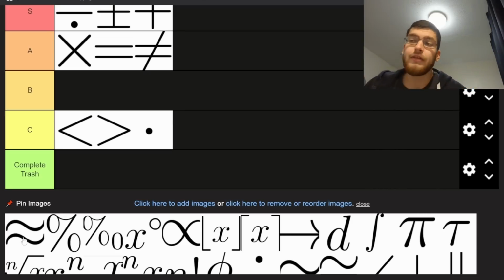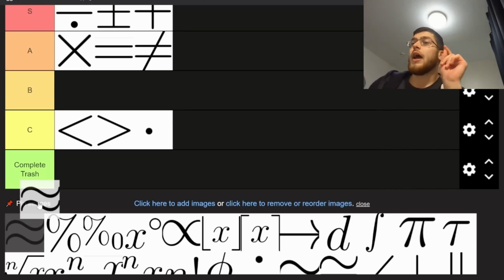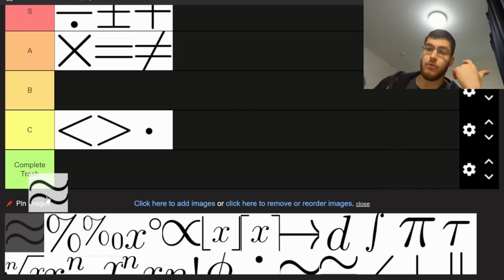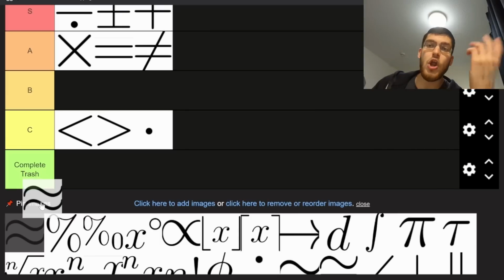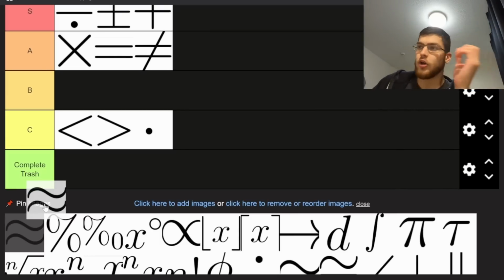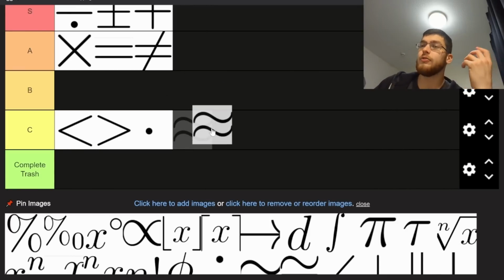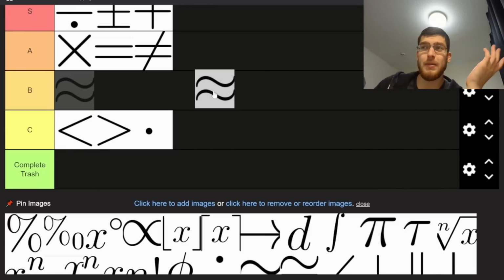So this makes a lot of sense, but it's not great because this is the kind of symbol that annoys people like me when I'm talking about something and then some nerd in the comment section goes on about, oh, you should have used the approximately symbol, it's not actually equal to. Shut up, okay? So it would go in complete trash, but because it actually has some use and it makes a lot of sense, I'm going to put it in B tier.